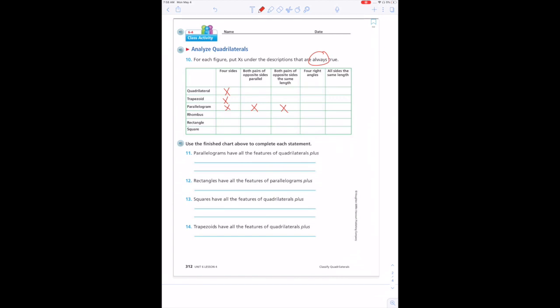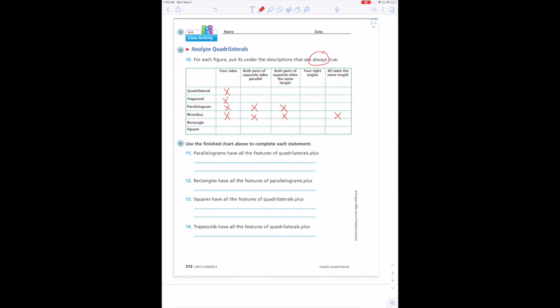Okay, so let's go to a rhombus. A rhombus has to have 4 sides. It has to be a parallelogram. The opposite sides have to be the same length. They do not have to have right angles, but all the sides have to be the same length. And remember, that makes it just a little bit different than a square, doesn't it? Because a square has 4 right angles.